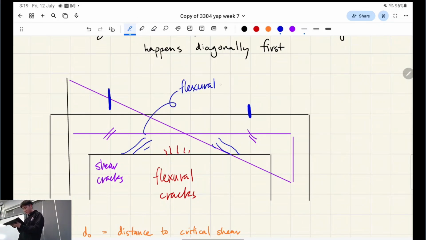Why do you reckon they're called flexural shear cracks? Combination of both. Yep, it's combined action. If you overlap the bending moment diagram and shear force diagram, you can see that in these regions, there's a bit of both the bending moment and shear force acting on it, right?